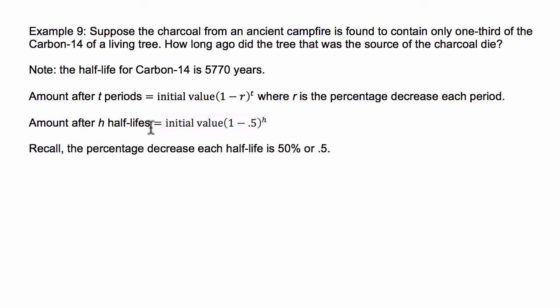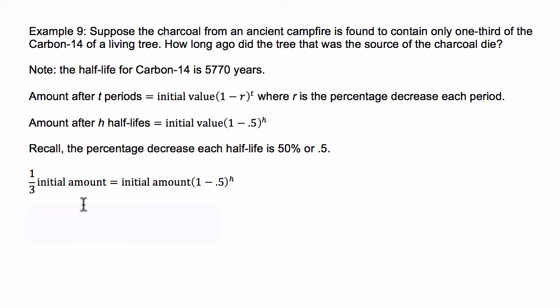We don't know that amount, but it might not matter since we didn't know the initial value in example 8 and we were still able to solve for t. We are interested in finding out how long ago the tree that was the source of the charcoal died. In other words, how long did it take for the tree to lose all but 1/3 of the carbon-14 it contained when it died? That is, what is h when the amount of carbon-14 is 1/3 of the initial value?